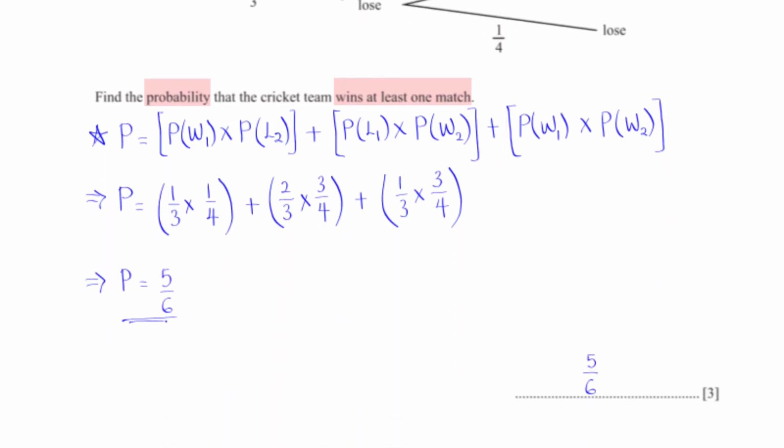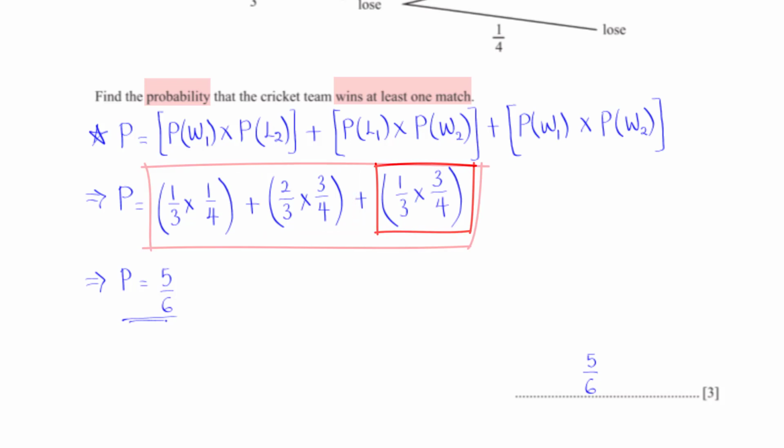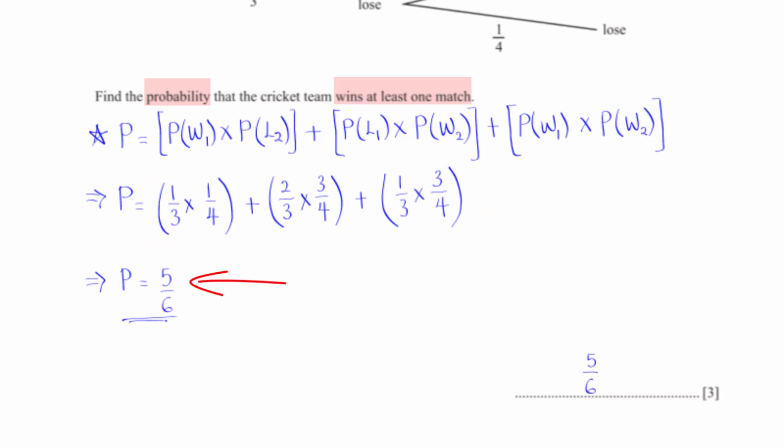So from the tree diagram, we can slot in the values. So for the first possibility, we have 1 over 3 times 1 over 4. For the second possibility, we have 2 over 3 times 3 over 4. And for the third possibility, we have 1 over 3 times 3 over 4. And by typing this into the calculator, we get a probability of 5 over 6.